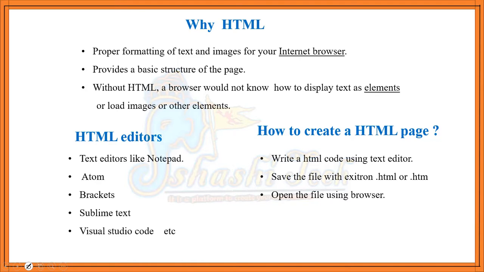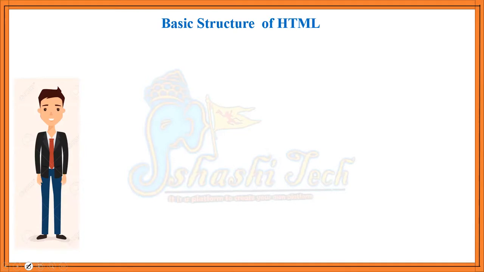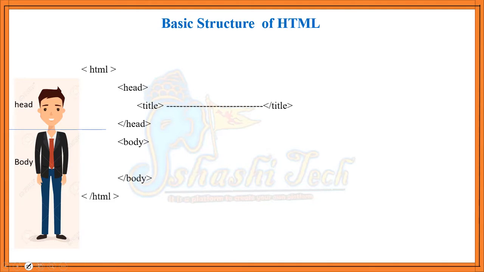And we shall see the basic structure of an HTML. As we are human beings, we have a basic structure. It includes a head as well as the body. In a similar way, HTML also includes a head and the body. In the head, we are going to use the title tag, whereas in the body, we are using some tags like the paragraph tag, image tag, or break tag, and so on.